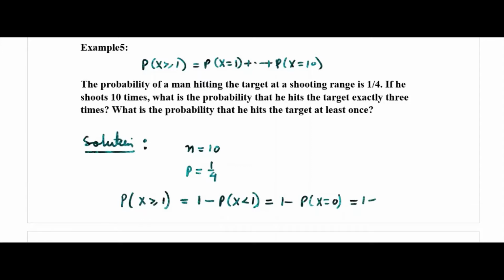Then 1 minus P(x = 0), you write P(X = x) formula. You know n and p, nCx, okay, 10Cx p^x q^(n-x). You put x = 0 here, okay, 10C0, that will be 1, this is 1, this is (3/4)^10.